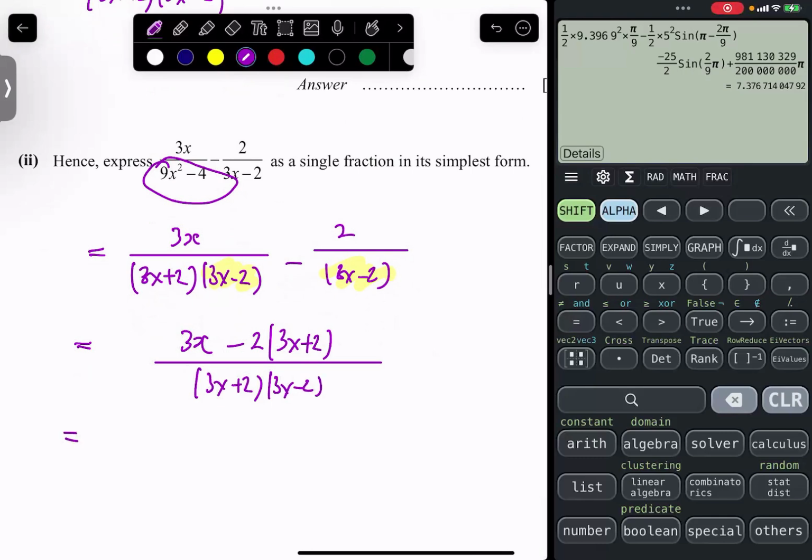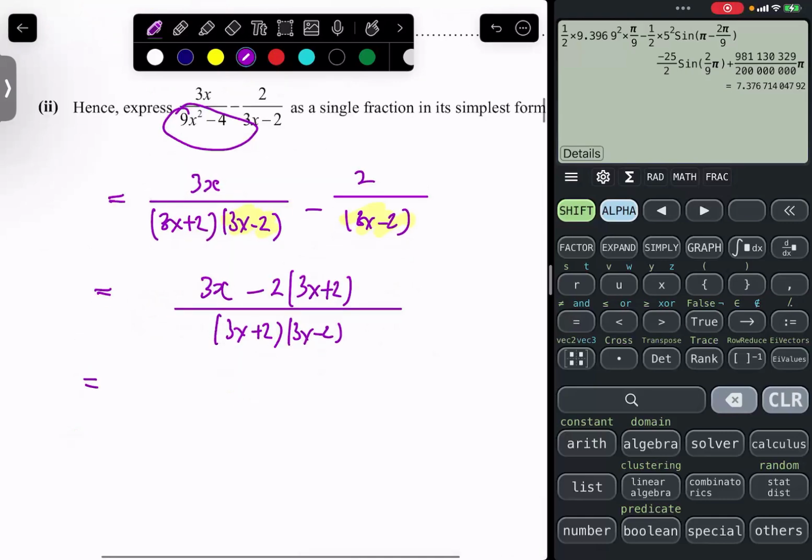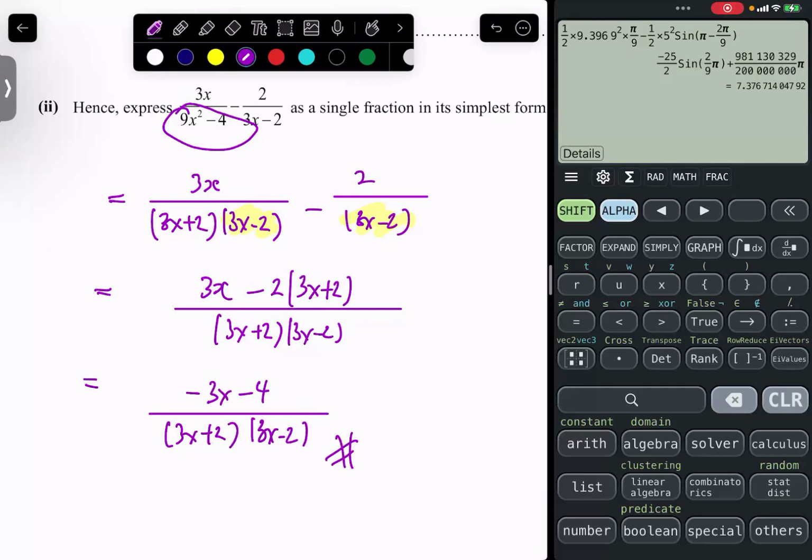Combine them. It is important to put the brackets down here. A lot of people make careless mistakes because they don't have the brackets. So 3x minus 2 bracket 3x, I'll get negative (3x minus 2) times positive 2, minus 4, over (3x plus 2)(3x minus 2). Answer.